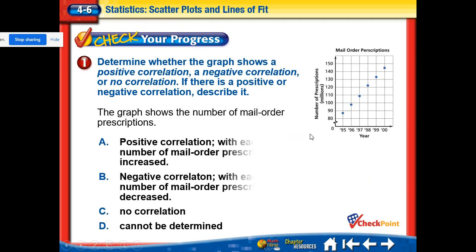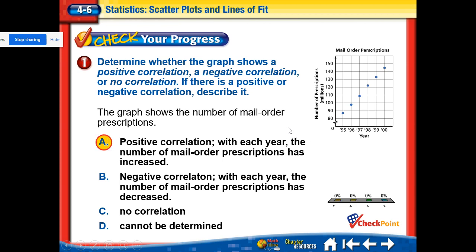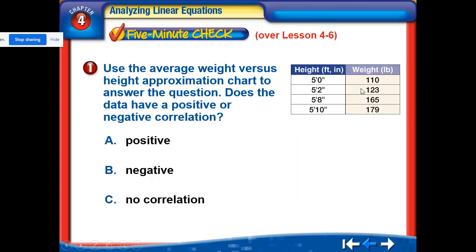All right, let's try another one. This one, each year, we're going to get more and more prescriptions. So this is a positive correlation. Now, looking at some of these things, we can go ahead and even just look at a chart. As this one goes up, what's happening to the other one? It is going up also. So if they're both going up, that's a positive correlation.